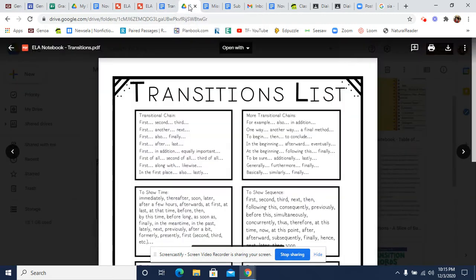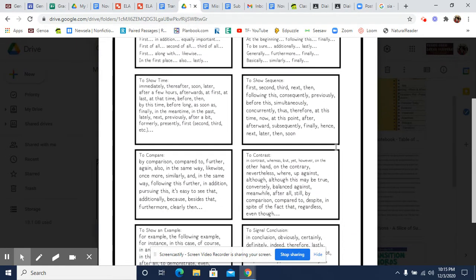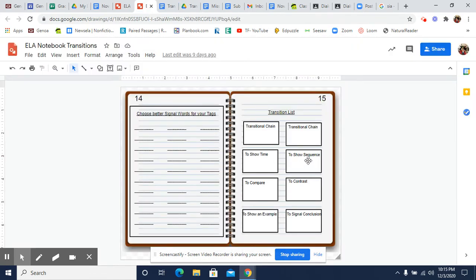And it's going to look like this. Okay. So when you get this, you're just going to cut that out and glue it on page 15 in your ELA notebook. Okay. So let's talk about transitions.